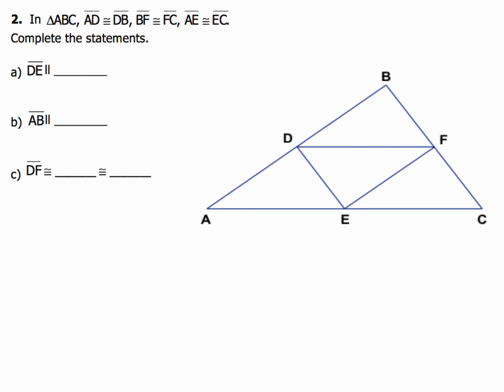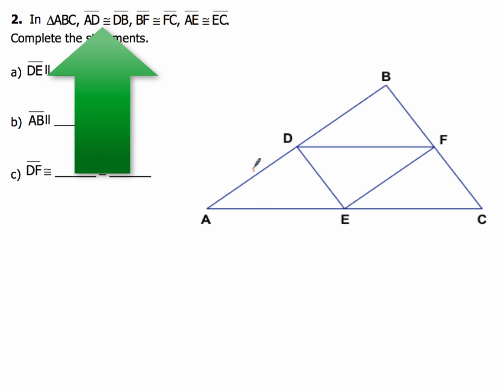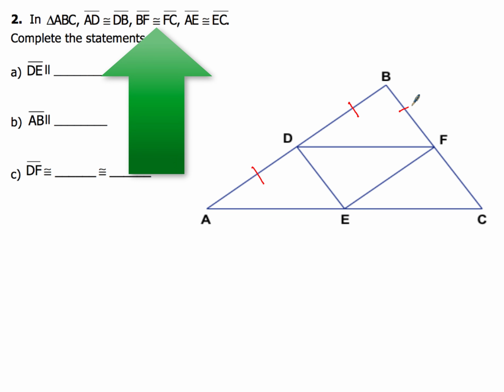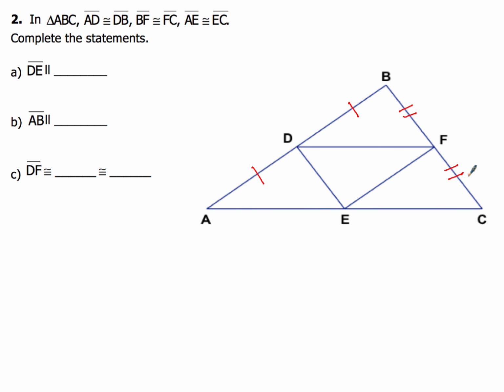Now, here we go for example number 2. This one's going to be pretty straightforward. We're going to mark everything that we're given here to be congruent in our picture. In triangle ABC, we're given that AD is congruent to BD. So where's that? So that's right there, and that's right there. And then BF and FC. So BF would get 2 hash marks, and FC gets 2 hash marks. And then AE and EC, so now we got 1, 2, 3 there, and 1, 2, 3 there.